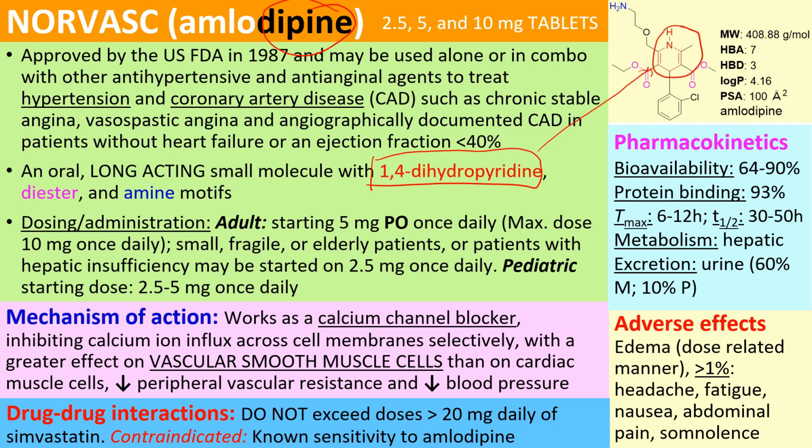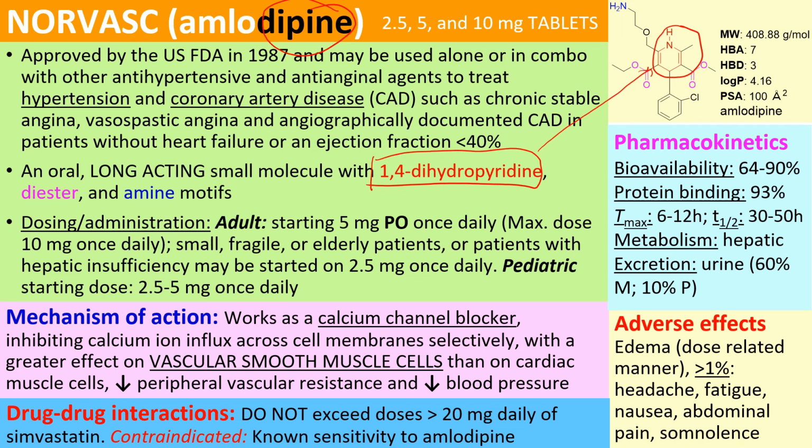For dosing for adults, starting 5 mg oral medication once daily, maximum dose 10 mg once daily. Small, fragile or elderly patients, or patients with hepatic insufficiency, may be started on 2.5 mg once daily. For the pediatric patient population, starting dose 2.5 to 5 mg once daily.